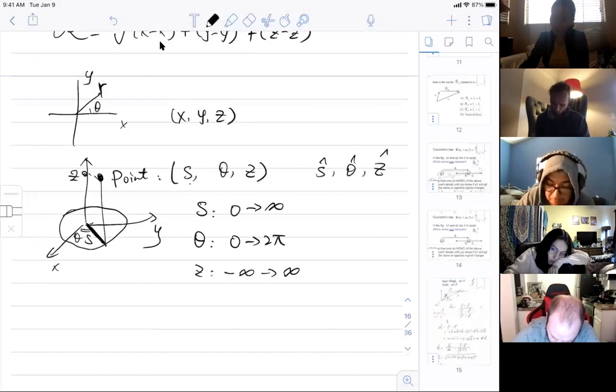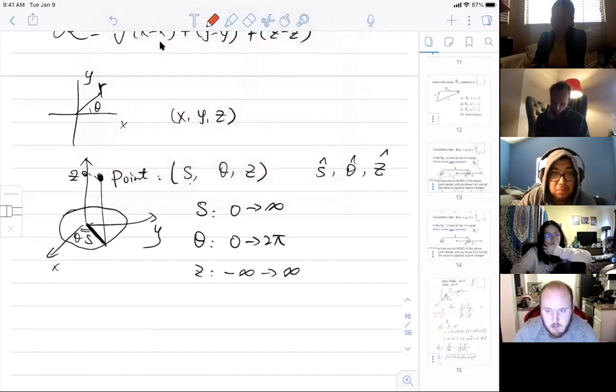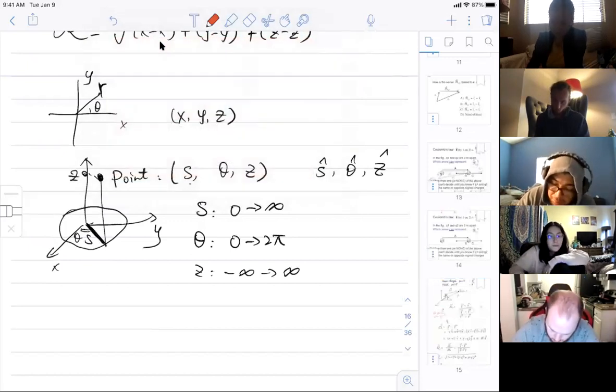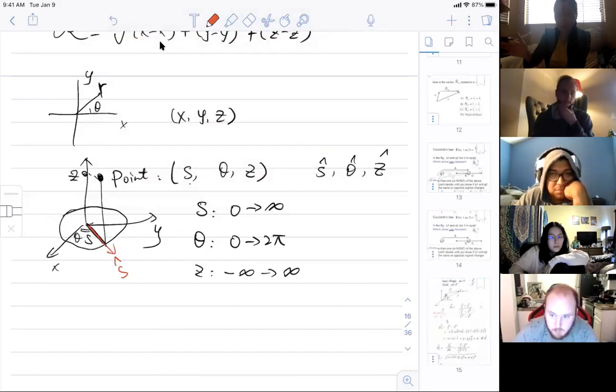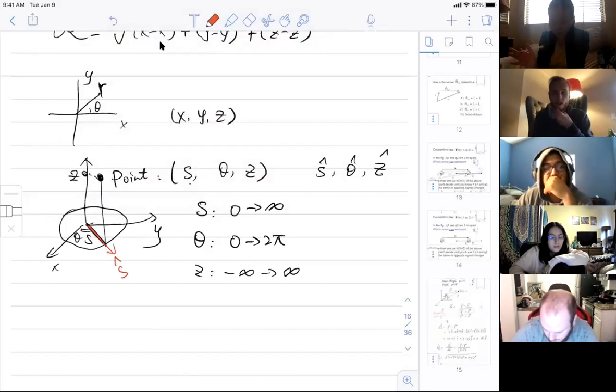Okay, so let's talk about the direction of these hats. In what direction is S hat? It's in the r hat direction. Yes, it is exactly in your radial direction, so S hat. In what direction is theta hat? It's pointing clockwise with the circle. Yes, so always perpendicular or tangential to the point that you're looking at.